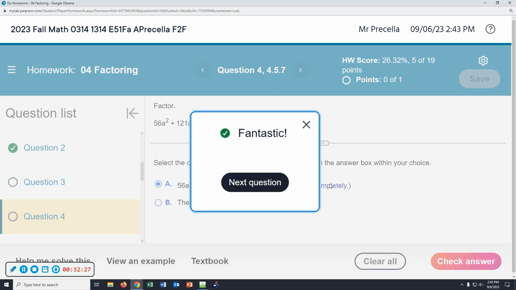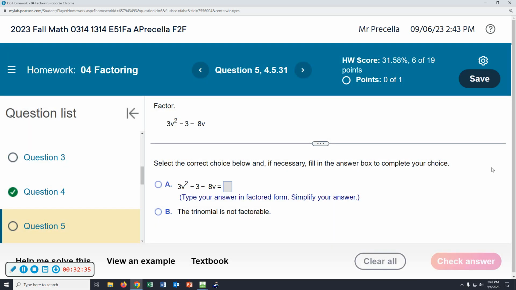Any questions there? How about 5? Oh, there's something wrong here that I don't like. I like the fact that the numbers are a lot smaller than in the previous problem, but there's something I don't like. Is that a B? V like Victor.